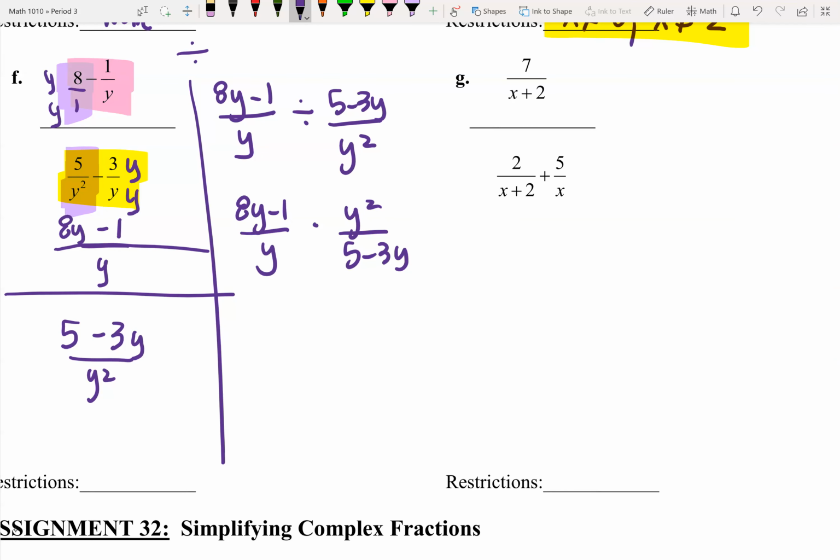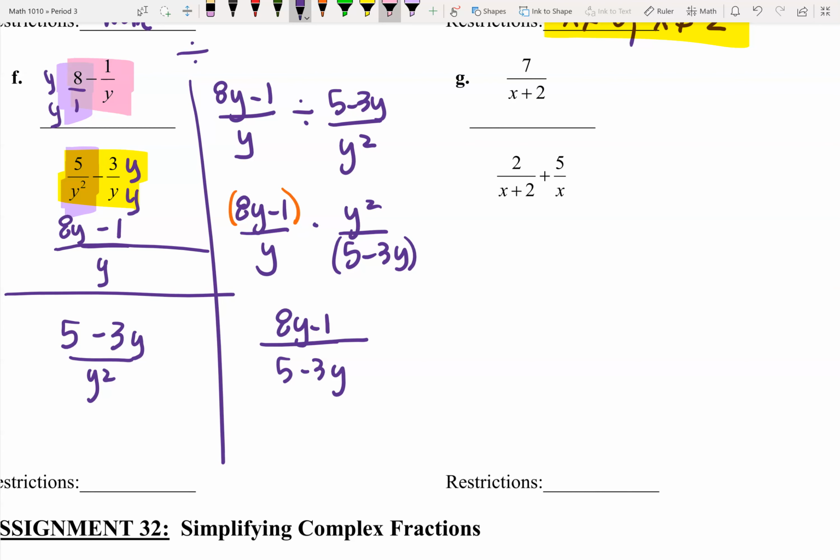You guys, let me say something right here that I think might help you. See this 8y minus 1? It's not going anywhere. It's going to stay exactly 8y minus 1, because the only way it'll cancel is if I have exactly an 8y minus 1 on the bottom, which I do not have. So I know that's going to be like that. This 5 minus 3y, same thing. It's going to stay exactly the way it is because I don't have exactly a 5 minus 3y on either one of those numerators. Who says I totally understand?